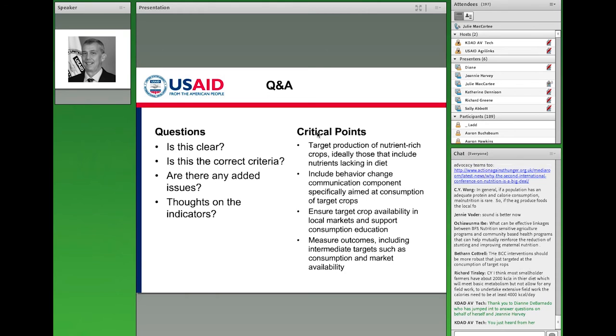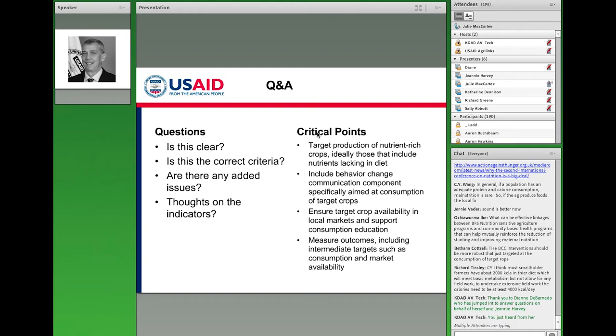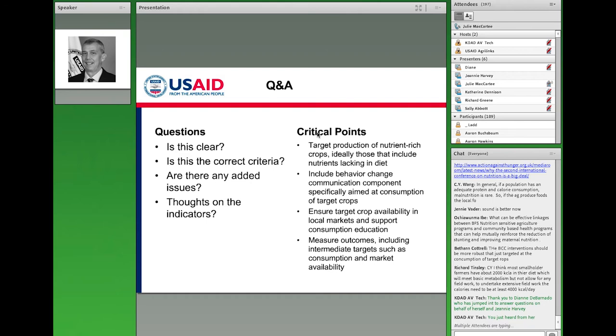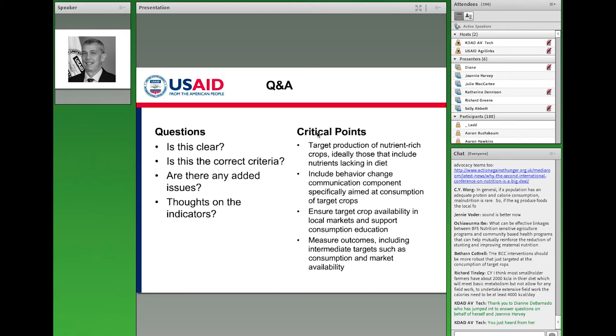We have a question. This is a question that sometimes comes up from our colleague Richard Tinsley about the caloric needs for smallholder farmers. And the concern that we may not be focusing enough on having sufficient caloric needs for farmers, that it may be up to 4,000 kilocalories a day, and can we meet that basic metabolism? Is that an important consideration alongside the micronutrient piece?